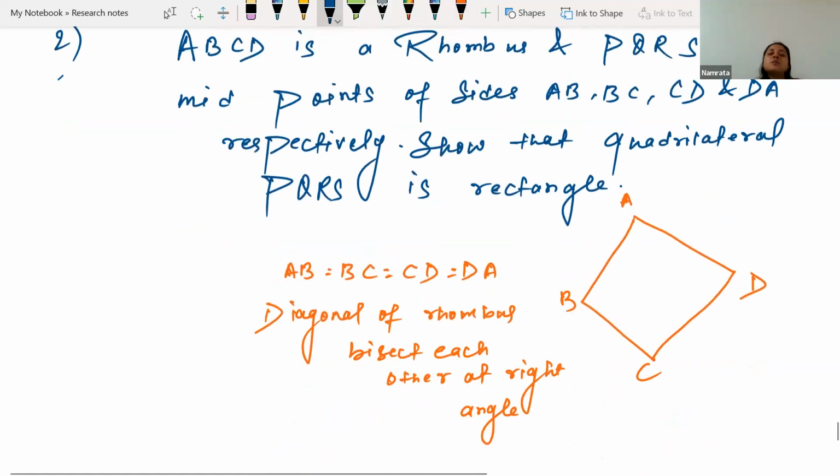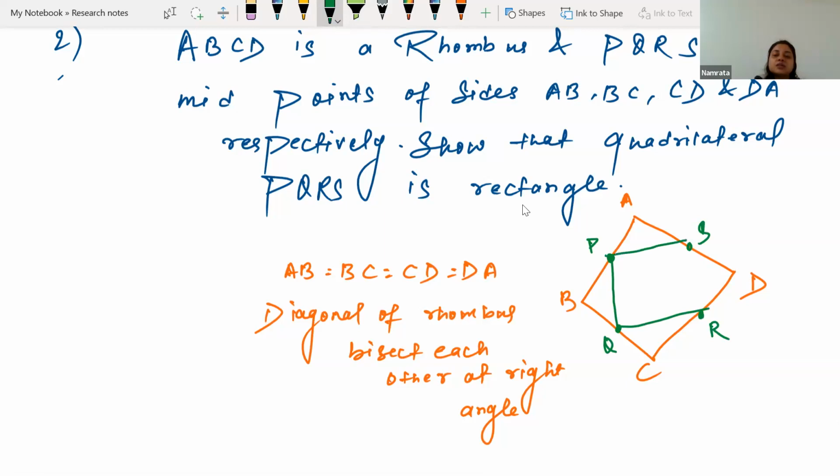So ABCD is a rhombus and P, Q, R, S are the midpoints of sides AB, BC, CD and DA. Let's join them. It says to show that quadrilateral PQRS, can you see it's a quadrilateral, a four-sided polygon, is a rectangle. We have to show that it's a rectangle.